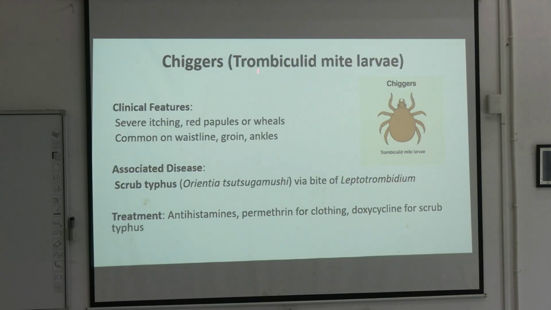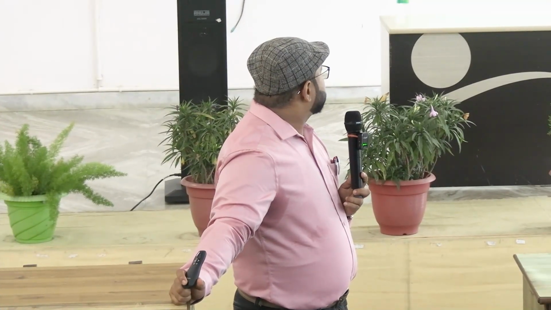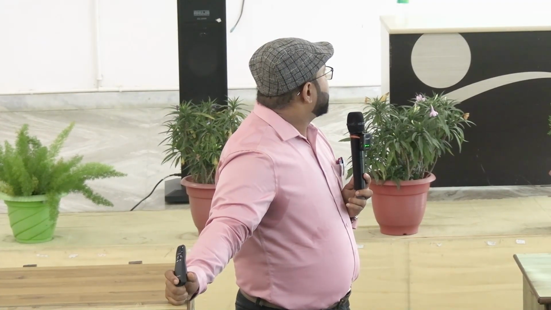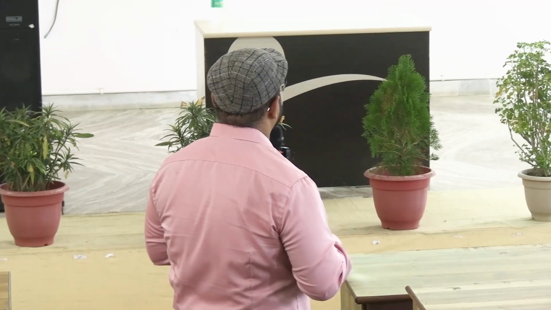Acha, now chiggers or trombiculid mite larva. This is one of the important larvae you have to know because of scrub typhus. Scrub typhus can come as a long question. Okay. What is the vector of scrub typhus? So commonly Orientia tsutsugamushi via bite of trombiculid mite. So scrub typhus is very important, and this is very commonly asked, what is the vector? So you have to answer that, trombiculid mite. And the scientific name is Orientia tsutsugamushi.